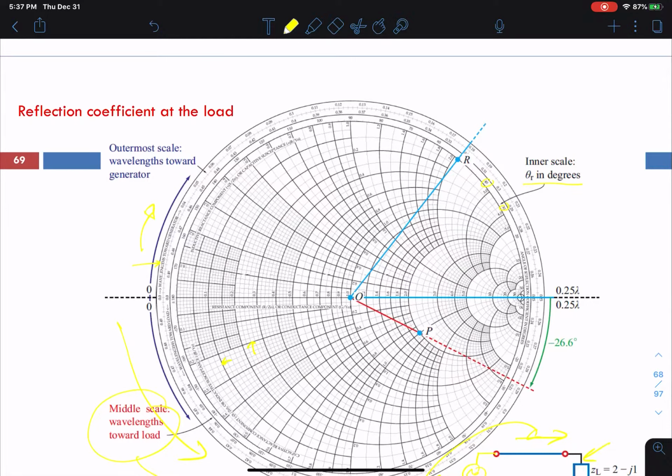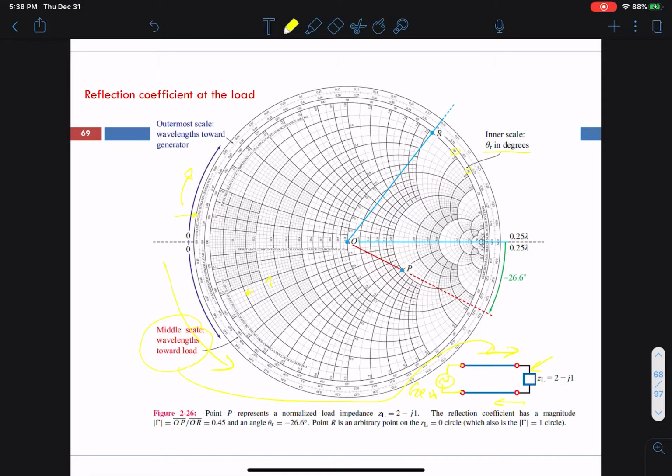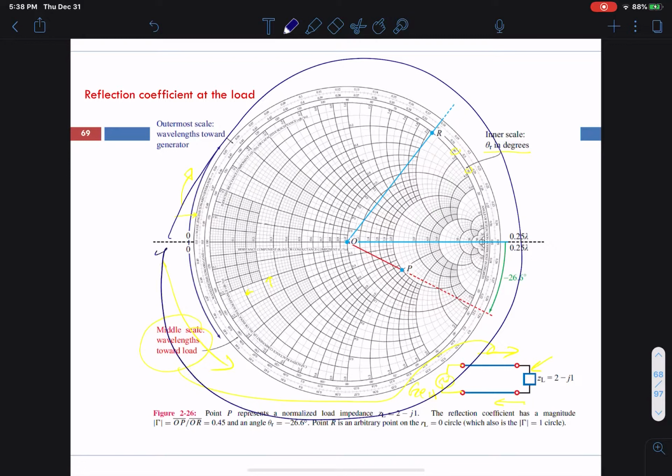And as you know from the previous lecture, if I start from here, and walk towards the generator and come back to the same point, I have traveled half lambda. All right, we proved it in the last slide. Same way, if you go the other way around, you also travel half lambda. So if you travel the whole Smith chart circle once, you travel half lambda, and you come back to the same place. Okay. All right.